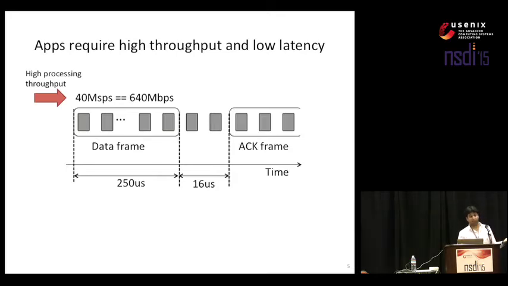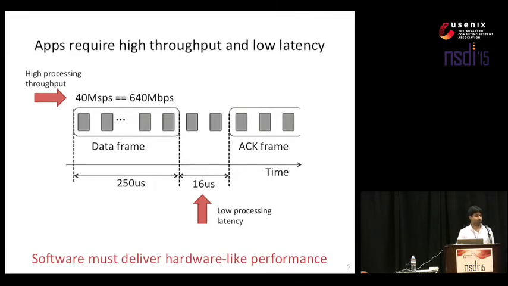So not only must it meet this processing throughput, it must do so in very strict timing requirements. What I show here is an example of a 250 microsecond Wi-Fi frame, which is actually the longest possible frame at the highest data rate. And this frame must be finished decoding in an additional 16 microseconds and no more. Right? So what that really means is that you almost need hardware-like processing performance from your software on these base stations. Right? So how do we get this hardware-like performance today?